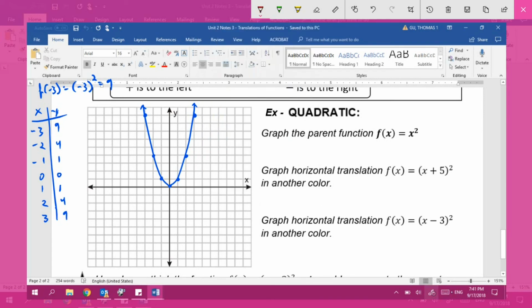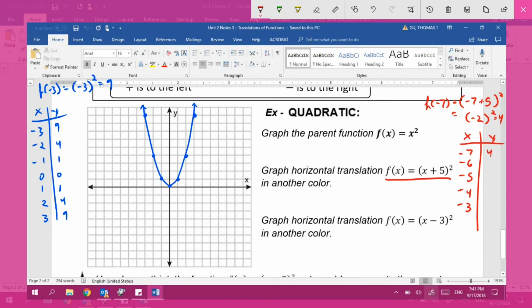The horizontal translation, f of x equals x plus 5 quantity squared. So let's use some numbers for x and y. Let's use -7, -6, -5, -4, and -3. When I plug in -7, so f of -7, what do I get? f of -7 is going to be -7 plus 5 quantity squared. What is -7 plus 5? That's -2. And we have to square that, and that is 4.